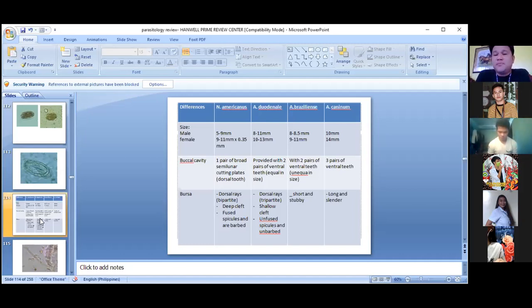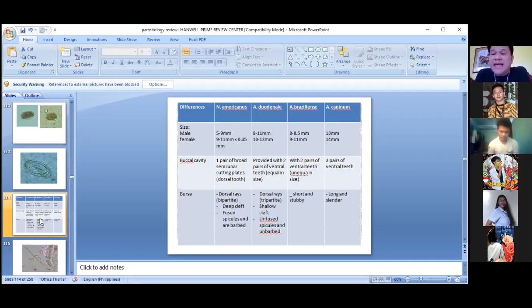Obviously we remain with the dictum: males are smaller than females. But which is the smallest and which one is the biggest from among hookworms? You would glean from the table that Necator americanus is the smallest, and the biggest would be Ancylostoma caninum. Okay? Naintindihan. The smallest is americanus, the biggest is Ancylostoma.